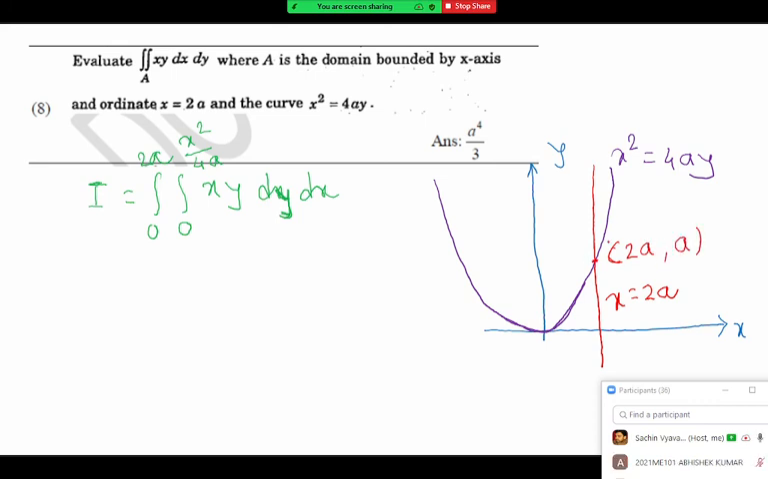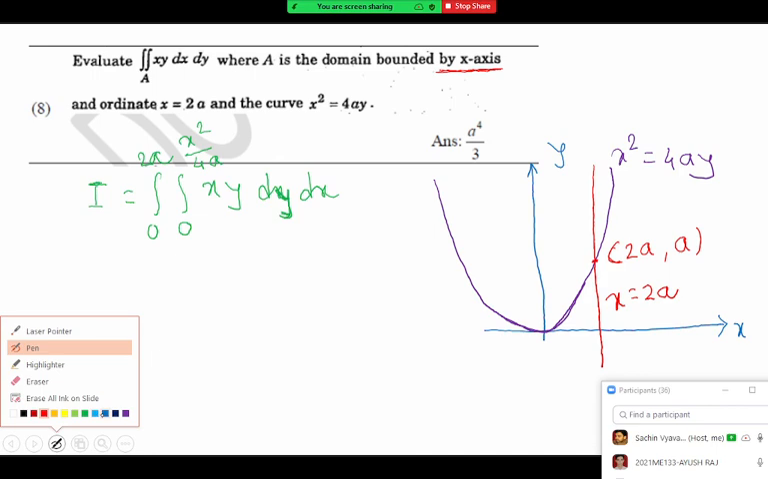You should get the point of intersection of the curves by solving them simultaneously. We replace x by 2a here: 4a square equal to 4ay, and y becomes a only. Now what is given? The region is bounded by that parabola and the ordinate x equal to 2a, and the x-axis is also given. So the region is bounded by the x-axis, x square equals 4ay and x equals 2a.